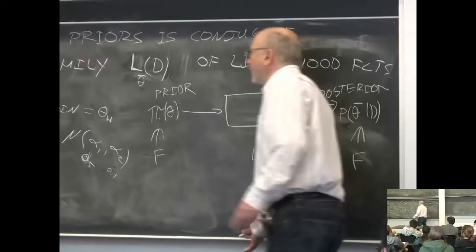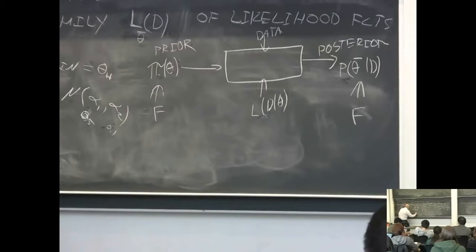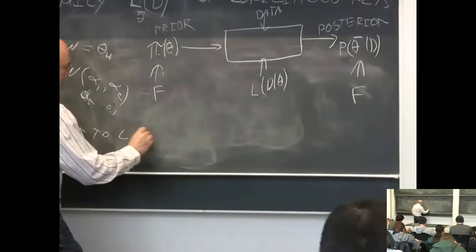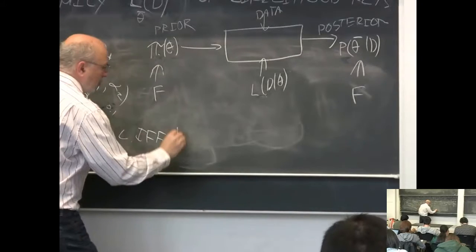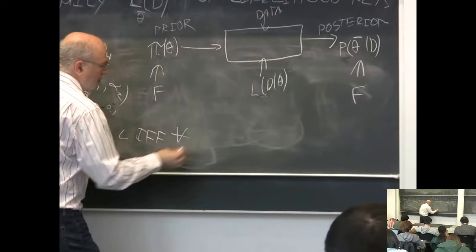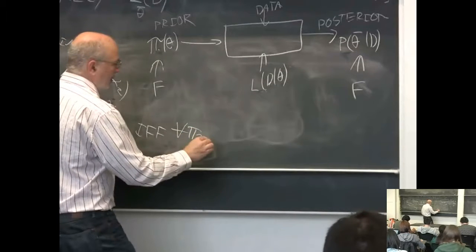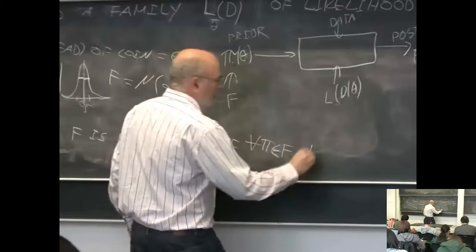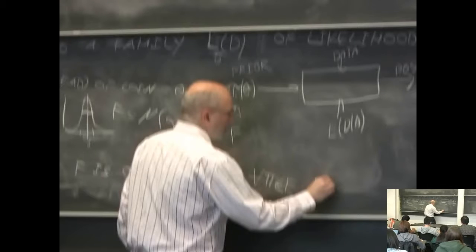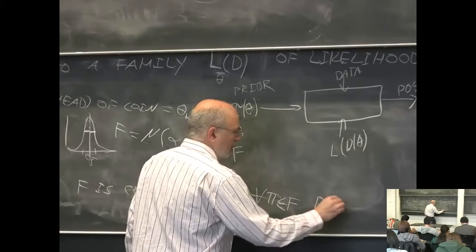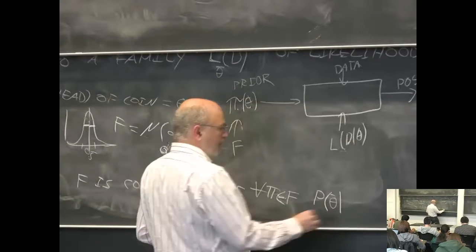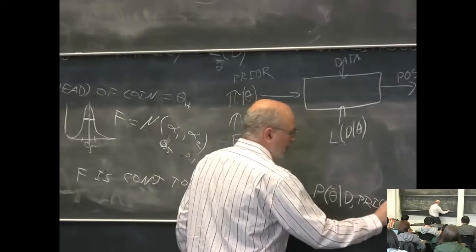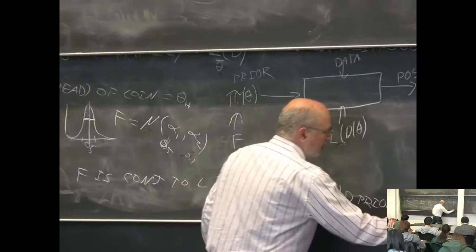I should say it explicitly. F is conjugate to L if and only if for every pi in F, the probability of theta conditioned on the data and the prior being pi is also a member of F.